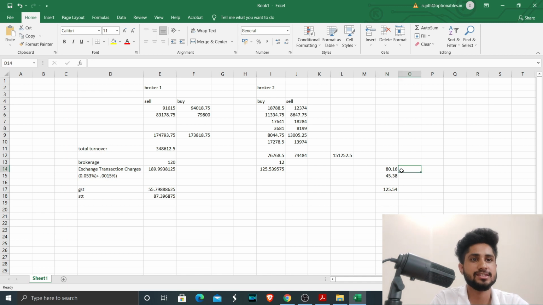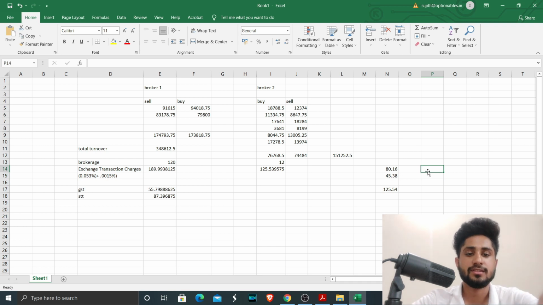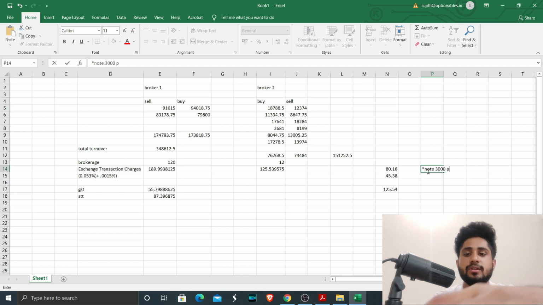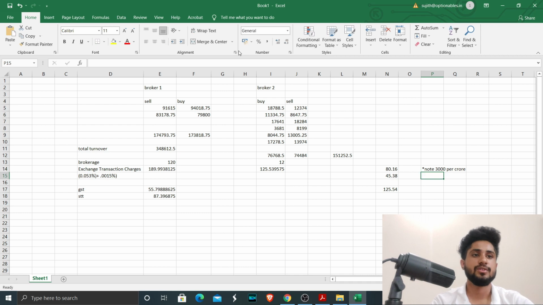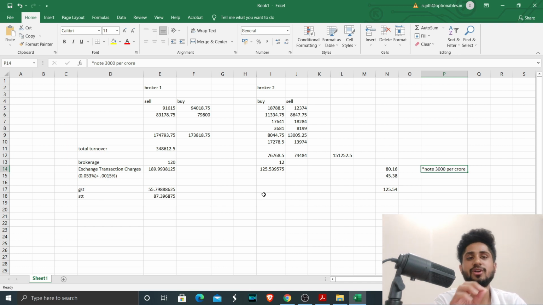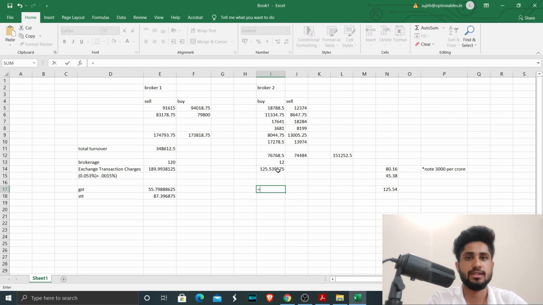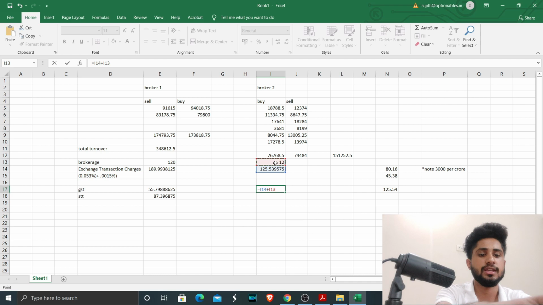So they were charging extra 3000 per crore. So note, they were charging 3000 per crore. So you should note this, you should realize how much you are being charged. So first thing, open your contract note, analyze what is the charge you're paying so that you will be able to get it. So now GST will again be on the clearing charges, what they take, and the exchange transaction charge, and the brokerage, what they take on us.